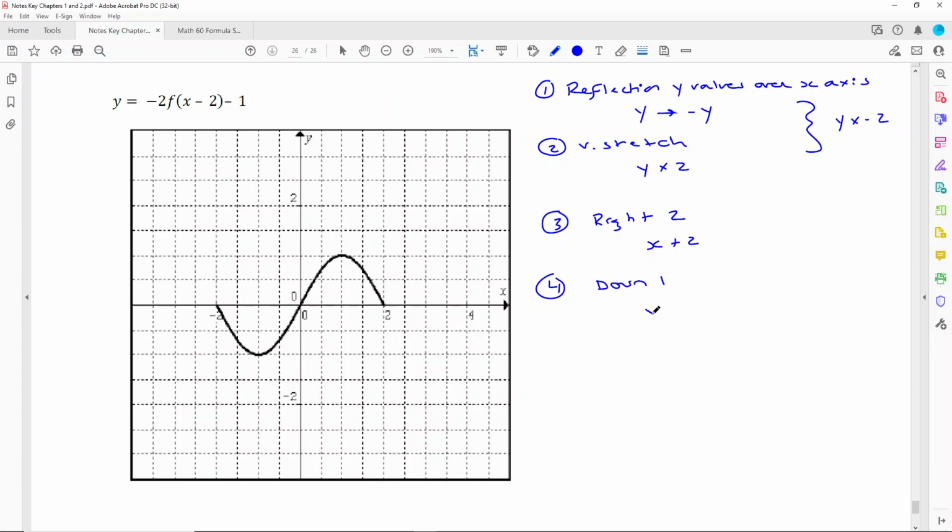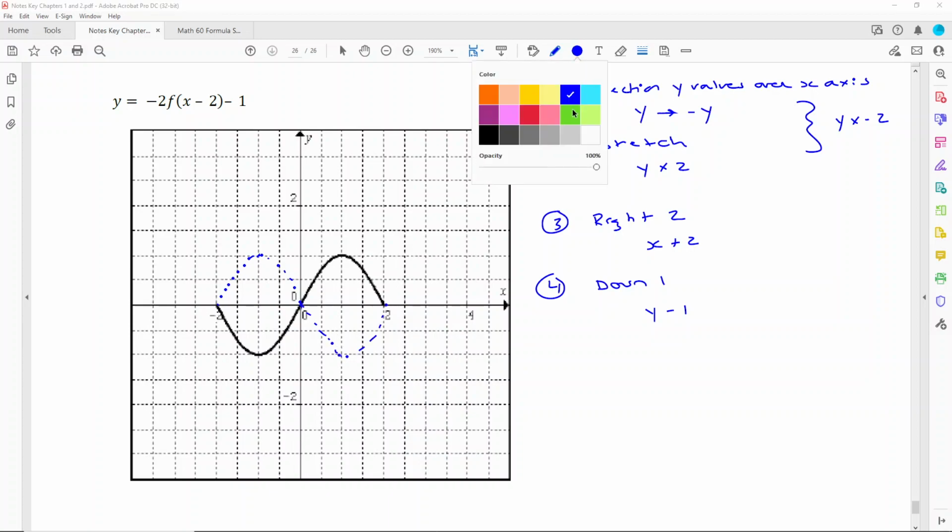Down 1. So my y values, I'm going to subtract 1. So how are we going to do this? Well, we have two options. Option number 1 is you can do it on your graph. You could say, hey, I'm going to reflect my y values first. So this point's going to come up here. This is going to stay here. This one's going to come down here. So I'm going to do this as a dotted graph because it's an intermediary graph.